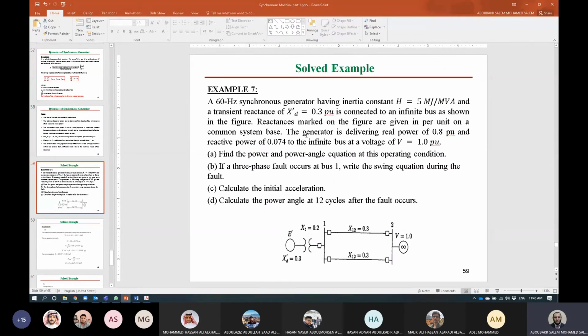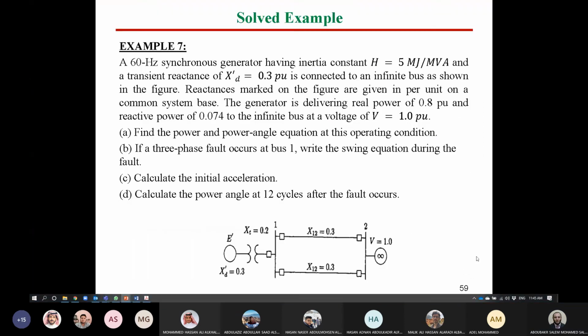Right. We have here a solved example to see the benefit of using this swing equation. A 60 Hertz synchronous generator having an H constant equal to 5 megajoule per megavolt ampere, and a transient reactance Xd' equal to 0.3 per unit, is connected to an infinite bus as shown in the figure. So we have here the figure, guys. We have a synchronous generator connected to a transformer of 0.2 per unit reactance, and we have two transmission lines, and finally it's connected to an infinite bus of V equal to 1 per unit. Right.